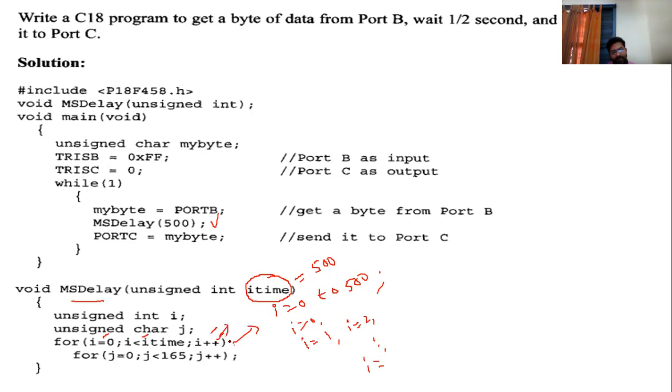Then the second loop iteration shows 1. Then the third iteration shows 2. Then the fourth iteration shows 3, up to 500. See this, less than 500, so up to 4 they can show the 499 value also. This is 0 to 499, which is nothing but 500. Likewise here they can mention some j values also, up to 165. Very simple.